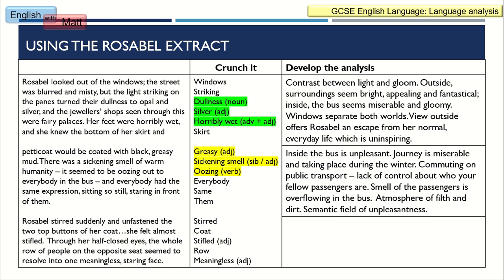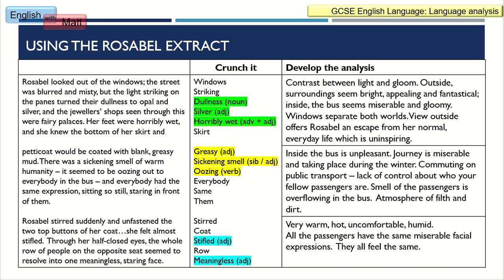And finally, the last paragraph, we decided to look at stifled and meaningless, those two adjectives, which suggest that this bus is very hot, very uncomfortable, very humid, which is why she's undoing her coat buttons. But as she glances across the aisle in this bus, she's noticing that they all have the same expression, which is they all feel the same. They're all kind of miserable and not enjoying this journey or this commute very much. So there's a degree there of just this passive behavior.